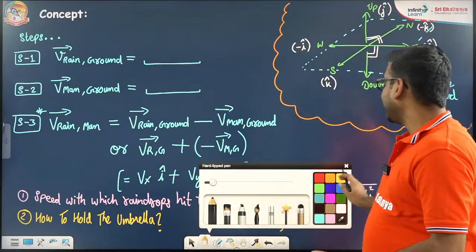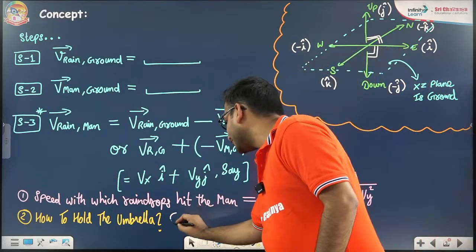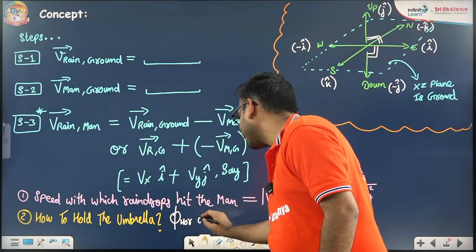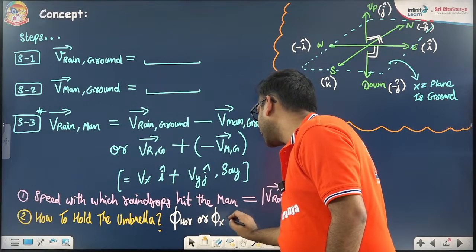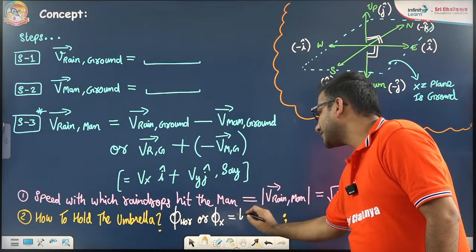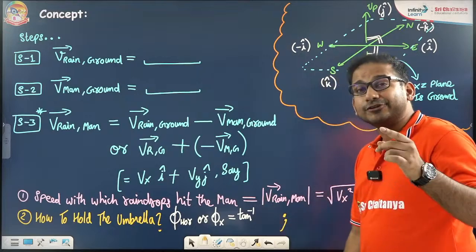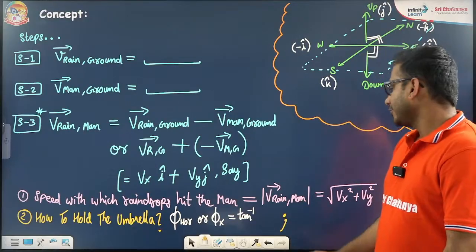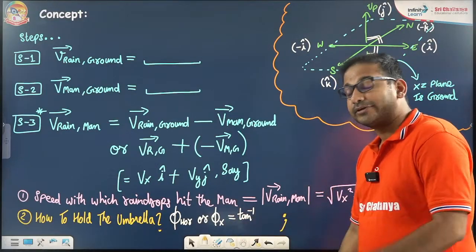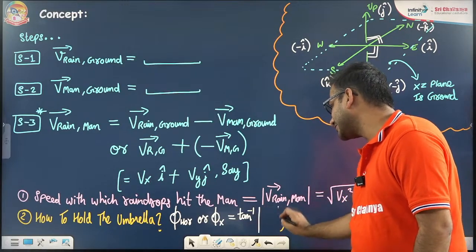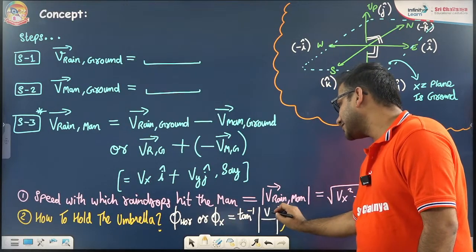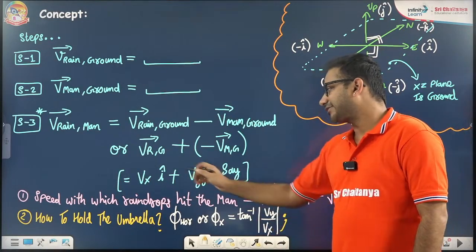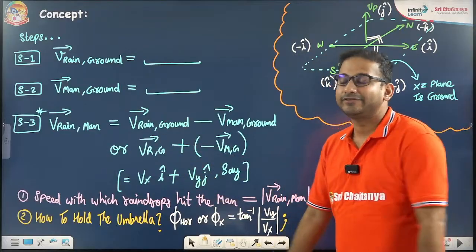First of all, they might ask the angle with horizontal. So if they are asking you the angle with horizontal, phi with horizontal or phi x, the x-axis, then it is always tan inverse. Remember the vector rule? With whichever axis the angle is made, that component must be coming in the denominator. So that is tan inverse. If you are making the angle with the x-axis, then it is Vy by Vx. Vy and Vx are the x and y components here of the relative velocity, not the individual velocity.